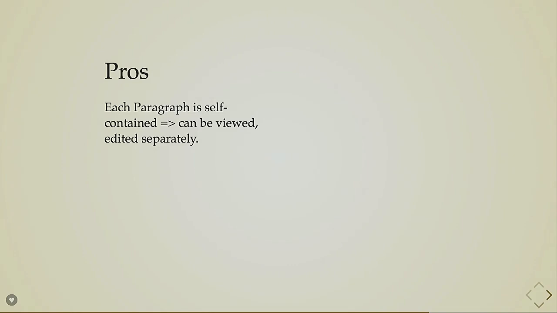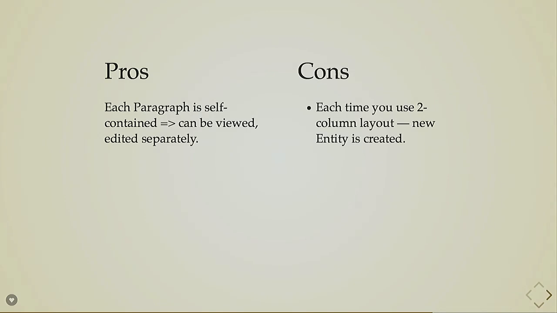The pro of this solution is that each paragraph is self-contained. It can be edited separately. It can be viewed and accessed separately. But on the other side, each time you use a two-column layout, like we just saw in the example, a new entity is created, and the complexity and the amount of data stored in the database is rising.